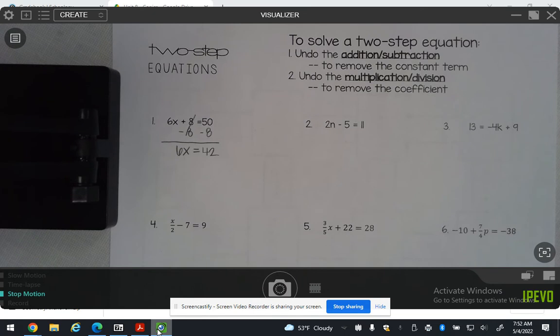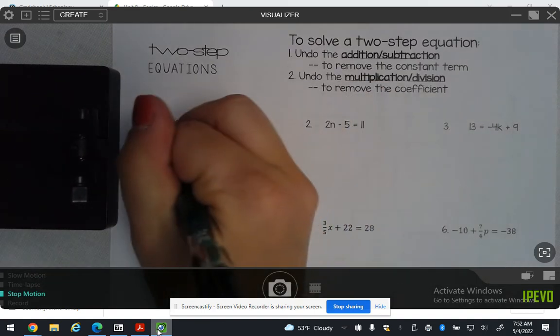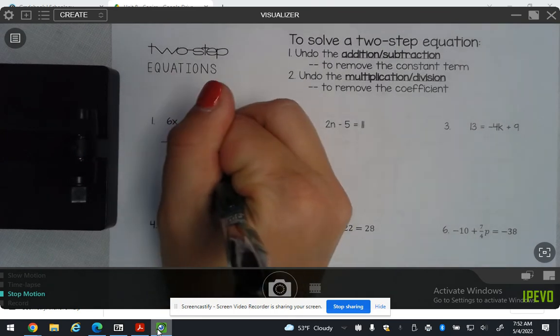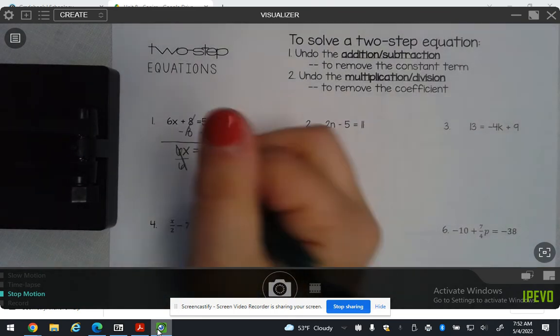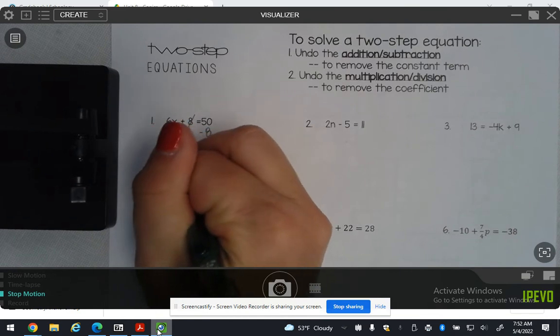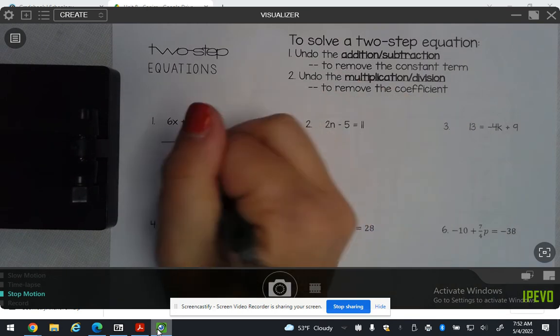Is x by itself? No. What's still attached to the x? 6. So it's 6 times x, right? So it's the opposite of multiplying. I'm going to divide both sides by 6. 6's cancel. X comes down. 42 divided by 6. 7.